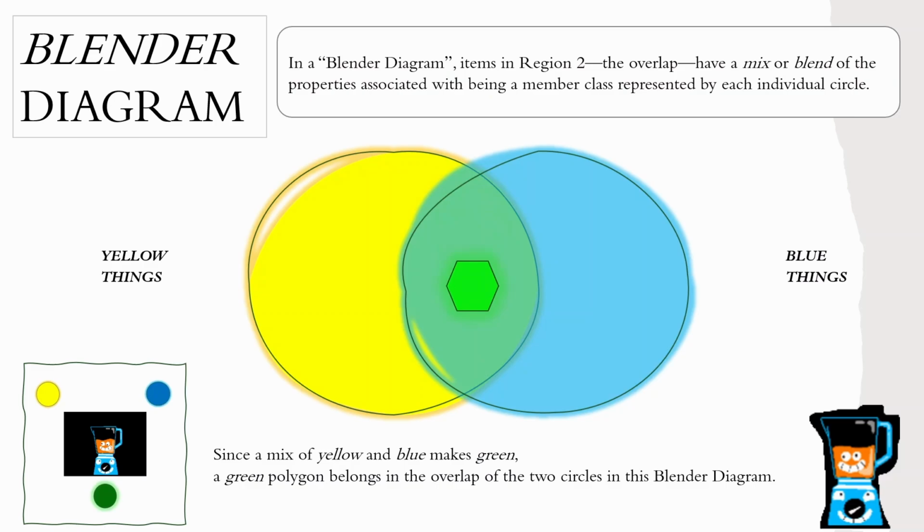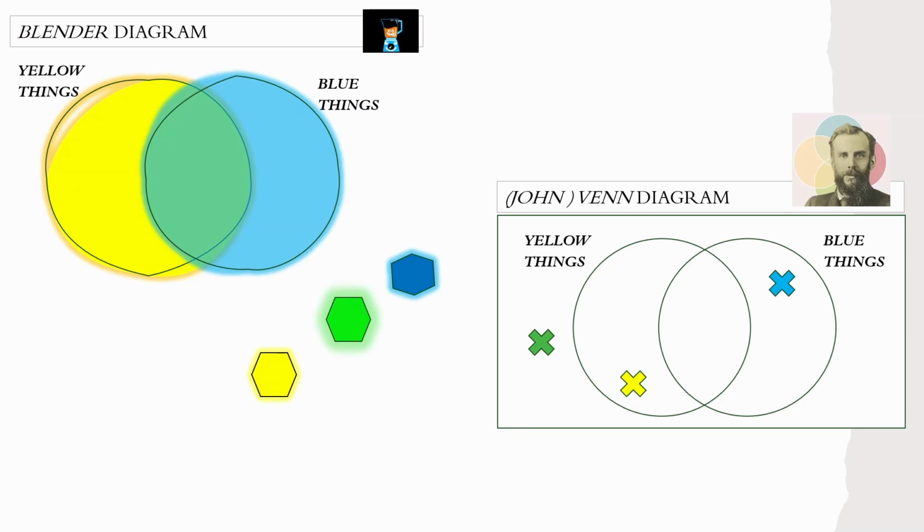Okay, so if we had a green polygon like this, it would go into region 2. So how do we compare the blender diagram to the traditional John Venn diagram? Well, on our blender diagram, the things that are genuinely pure yellow would go in this outer area here. This little green guy would go in the middle to say he's a mix of the yellow and the blue. The blue guy would go out here in region 3.